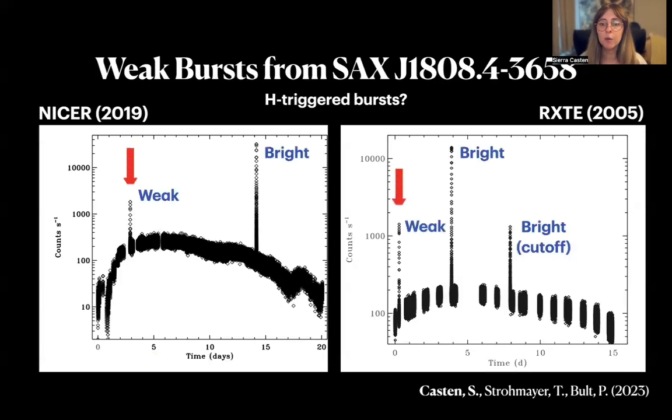Now, in both cases, we see something really weird here that we haven't really seen before. A so-called weaker burst, which even by eye you can see is about an order of magnitude fainter than the typical bright burst that we usually observe. Though on the RXTE one of them unfortunately got cut off, but we think it should have peaked much higher. In both of these cases, in my paper, we argue that these are likely candidates for hydrogen-triggered bursts instead of our typically seen helium-triggered bursts.